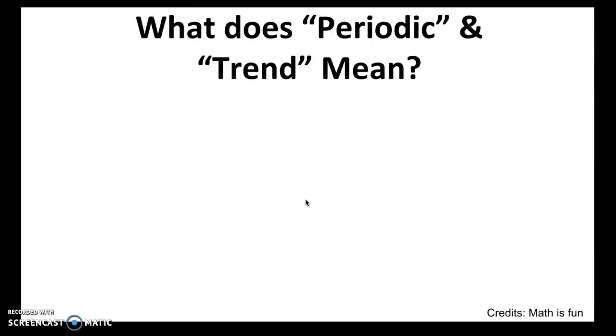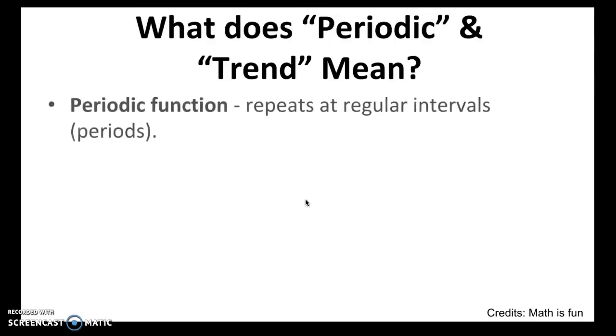So what do periodic and trend mean? Let's break that word down. Starting with periodic, it comes from periodic function, so that's something that repeats at regular intervals. You can think about this like class periods. For example, on our anchor days, our class periods are 55 minutes. So period 1 is 55 minutes. Period 2 is 55 minutes. So there's a repeating pattern that each period is going to be 55 minutes. That interval of time is known as a period.